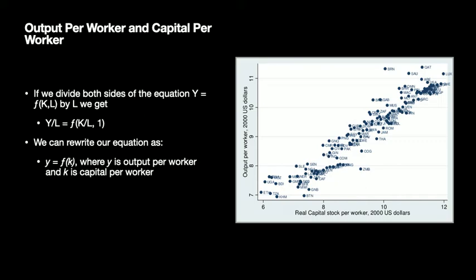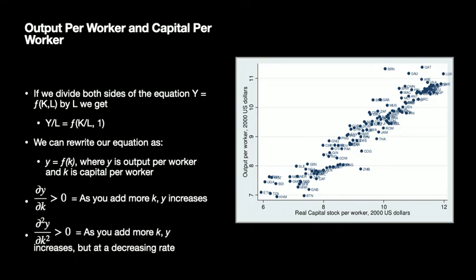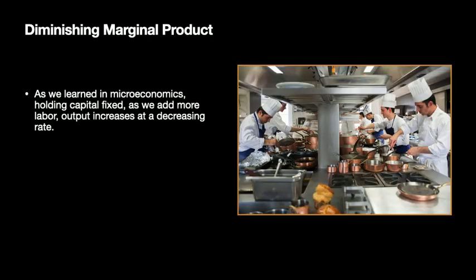And we can see from this graph that there is a strong correlation. The more capital per worker a country has, the higher the per capita GDP. And we see this throughout countries. If we look at the first derivative of our production function, it's positive, which means as you add more capital per worker, output per worker increases, just like we see in the graph. However, the second derivative is negative. This simply means if you add more capital to a fixed number of workers, output does increase, but at a decreasing rate. And this we call diminishing marginal product.